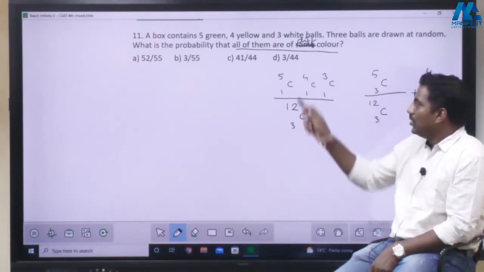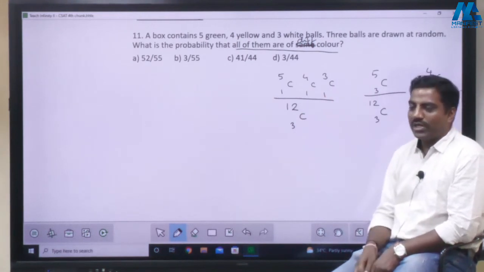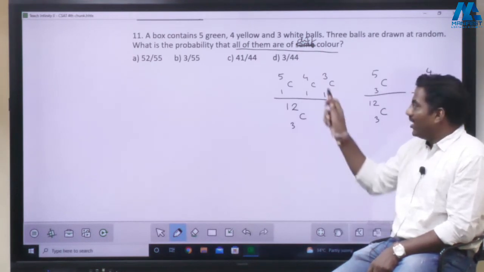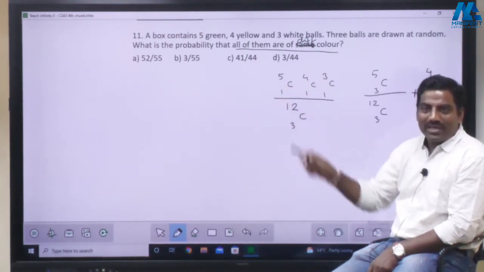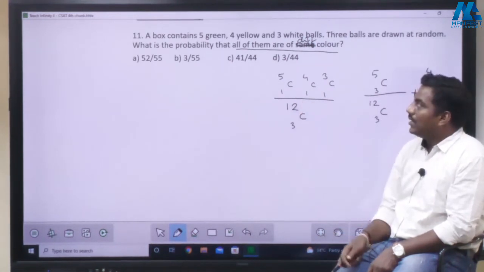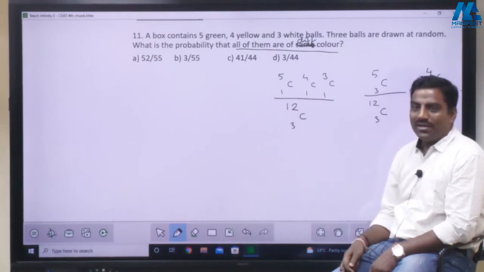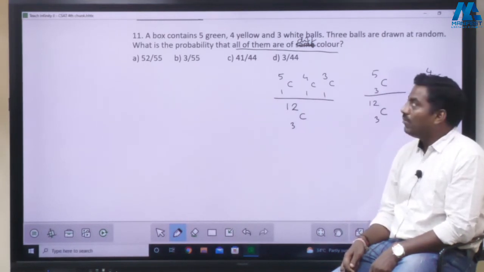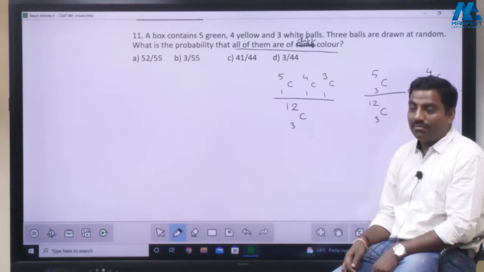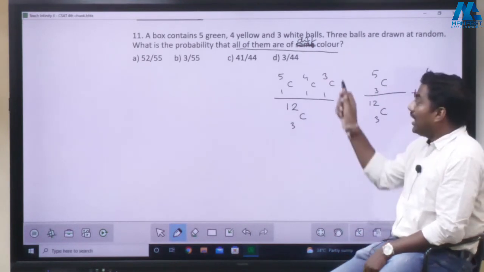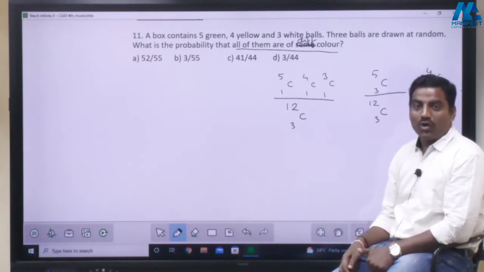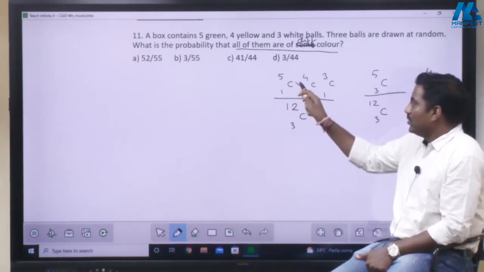Now what should I do? 5C1, 4C1, 3C1. What should I do? Multiply. Because my event will be over when I pick all of them. Yes or no? Just by picking the green, my event will be over. Just by picking this yellow, my event will be over. Just by picking red, my event will be over. By picking all of them, my event will be over. Yes or no? So I have to.